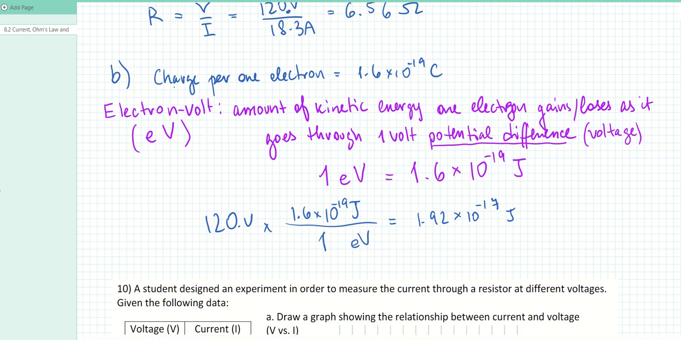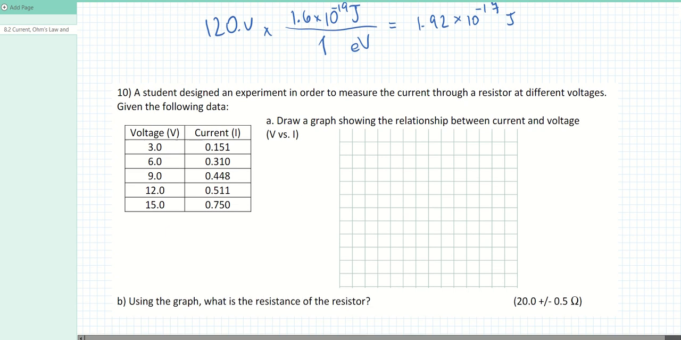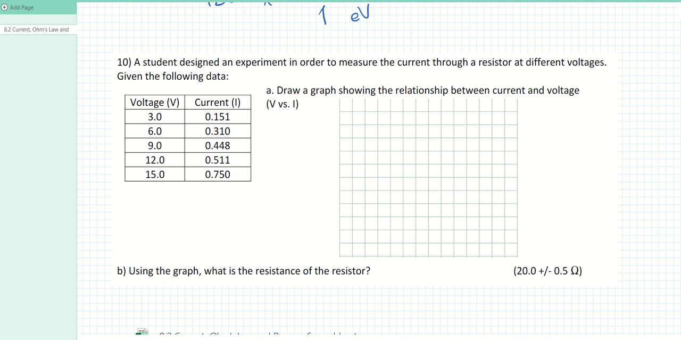And then question number 10 says students design an experiment in order to measure the current through a resistor at different voltages given the following data. This is an actual experiment or lab you might end up doing in a classroom. Unfortunately, we didn't get to do it, but you can do it as an assignment. The tricky part here for part A is to draw the proper graph, because you can either graph this on your X, on your Y, or switch them around. You have to think about it for a moment before you start graphing.